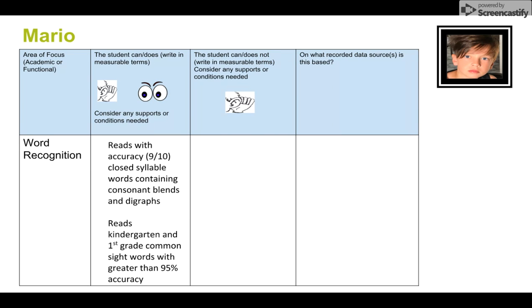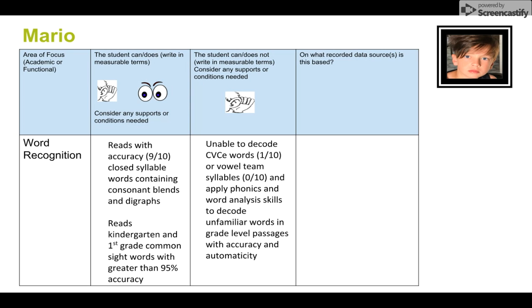Next, I develop statements about what Mario can do in measurable terms. And as we saw, we know that Mario can read with accuracy closed syllable words containing consonant blends and digraphs, and he can read kindergarten and 1st grade common sight words. And I've put these in measurable terms, noting that he can read them with greater than 95% accuracy.